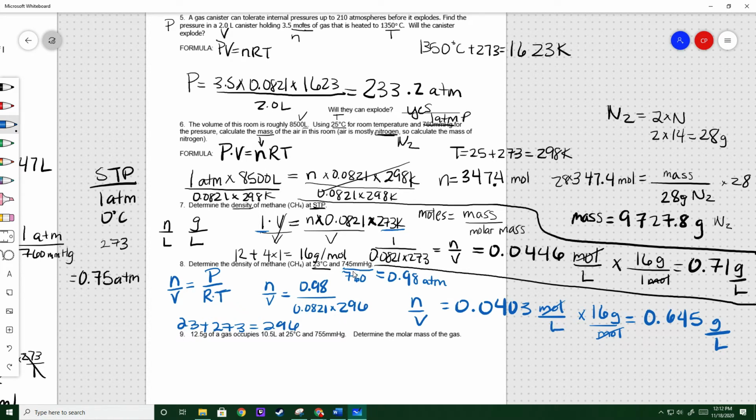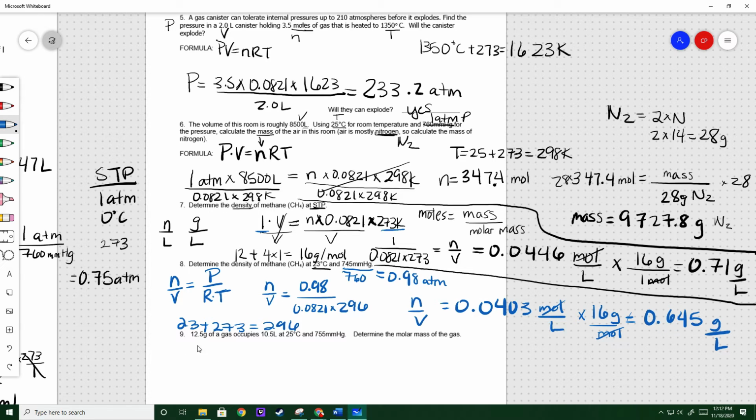So my pressure went down and my temperature went up. And if you remember, when your pressure goes down, well, actually the density is a little bit different, so we won't talk about that right now. But that's what we get.